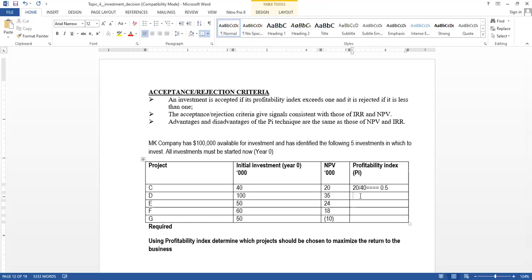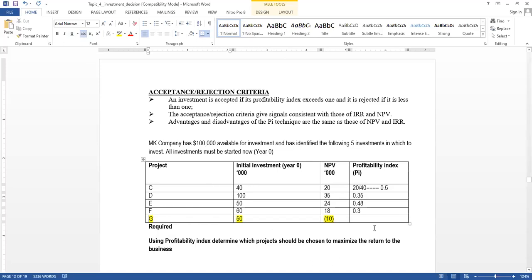35 divided by 100, 0.35. Then 24 divided by 50, 0.48. Then 18 divided by 60, 0.3. Okay. Now, of course, this one is out. Project G is out.